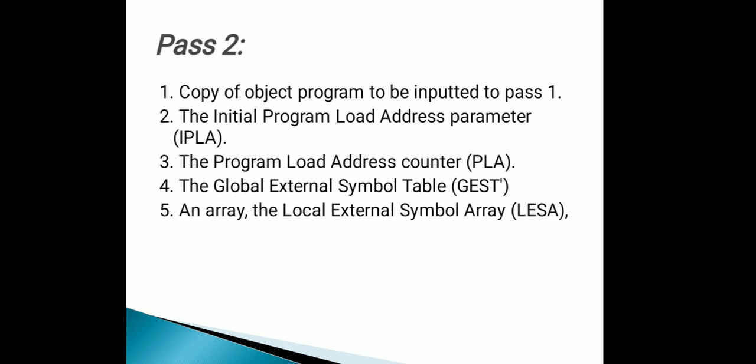Fourth one is the global external symbol table, GEST, prepared by pass 1, comparing each external symbol and its corresponding absolute address value. It will check the external symbol against the absolute address values. And number 5 is an array, the local external symbol array, that is LESA, which is utilized to establish a correspondence between the names used on ESD and RLD records and the analogous external symbol absolute address. Okay, all of you got it?